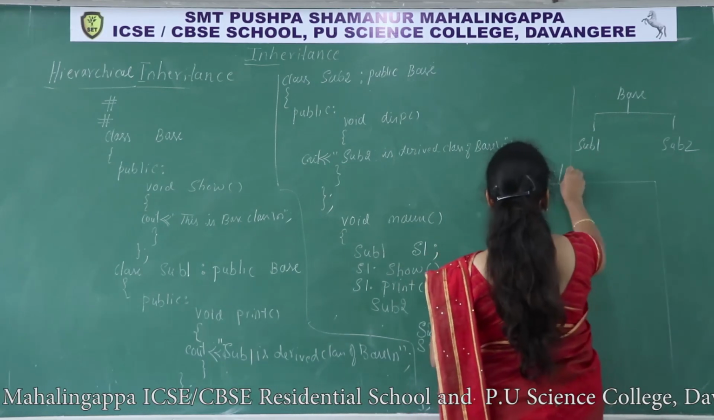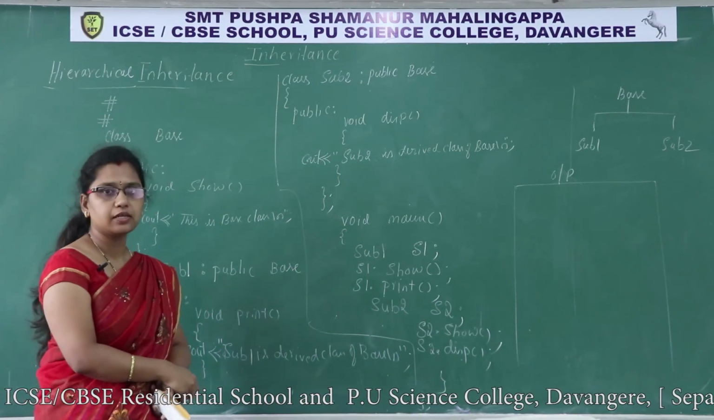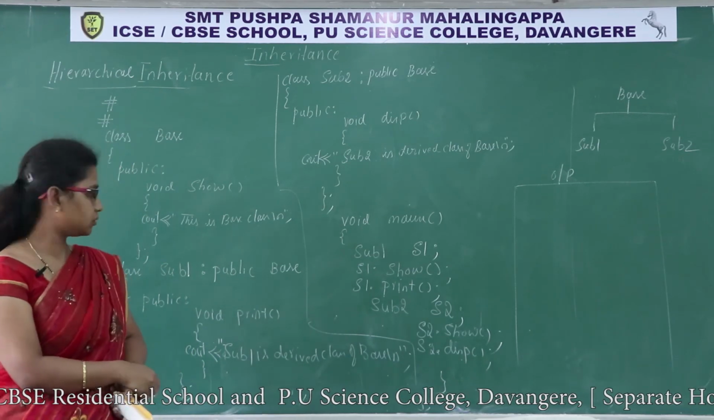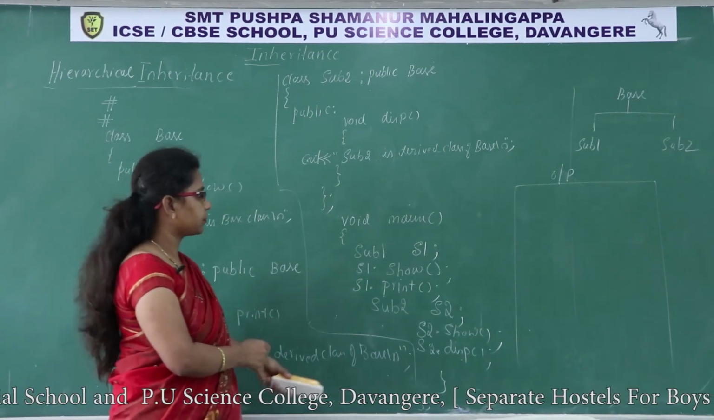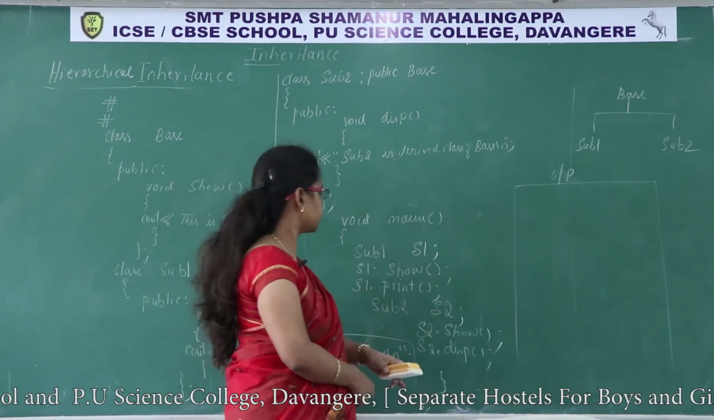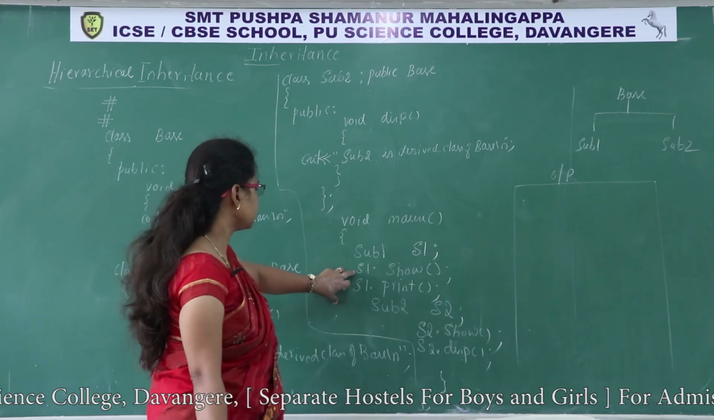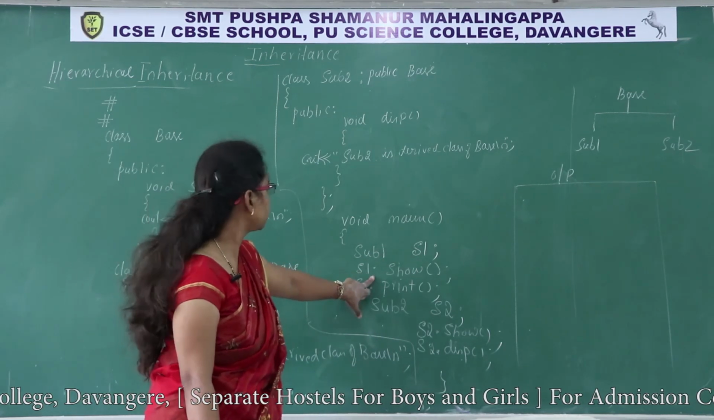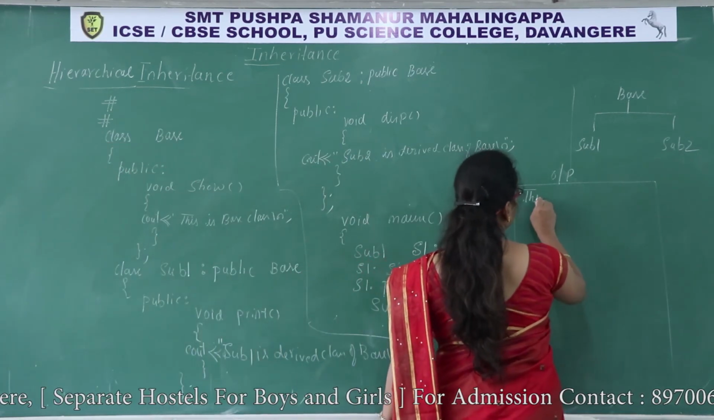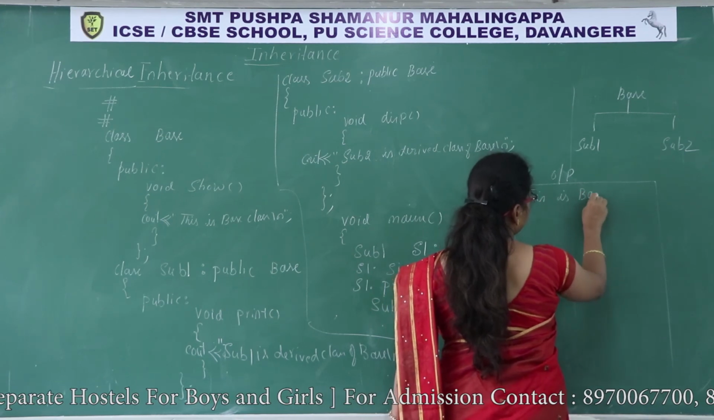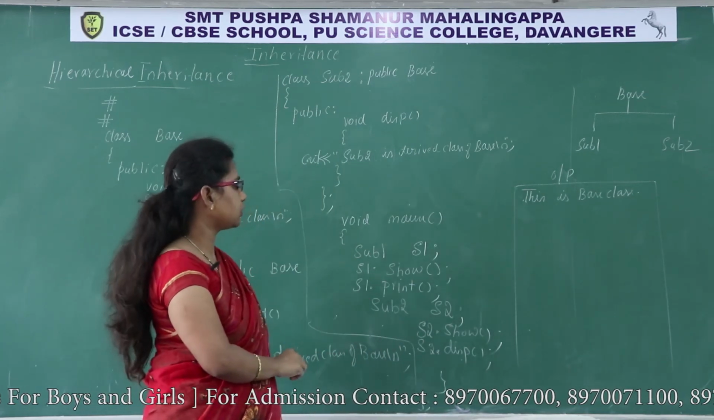Assume this is the output screen. When you create an object, there is a memory allocation for S1. S1 is the object of which class? Sub 1. So S1 dot show is there now. This function will execute. What is there? This is base class. After that, S1 dot print.